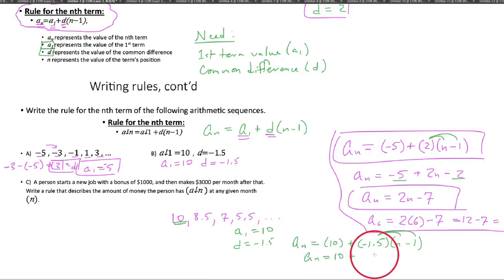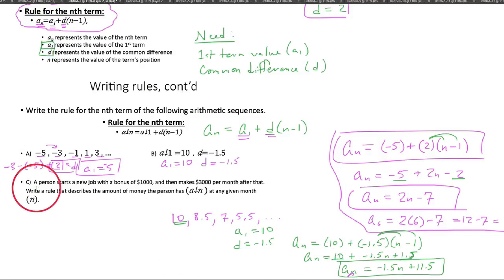And just like we did with the last expression, we're going to say then our nth term is the value of our first term plus, let's distribute this, we get -1.5n plus 1.5, when we take a -1.5 times a -1, it's positive. And if we combine like terms here, we get then the value of the nth term is equal to -1.5n plus 11.5. And this should be able to successfully predict the value of any term in the nth position.